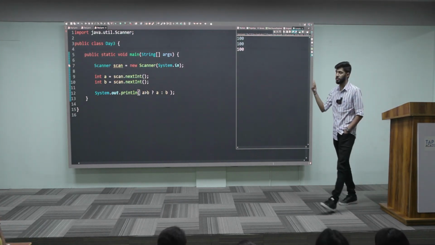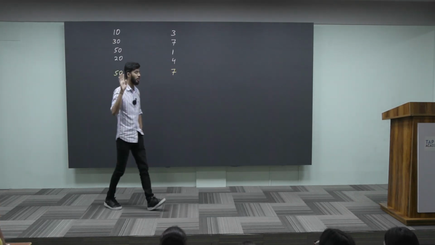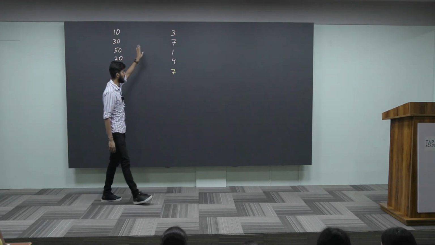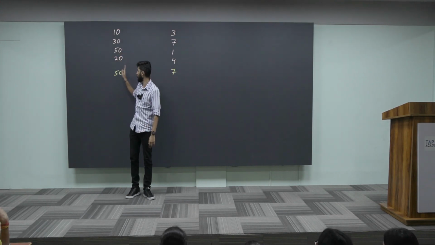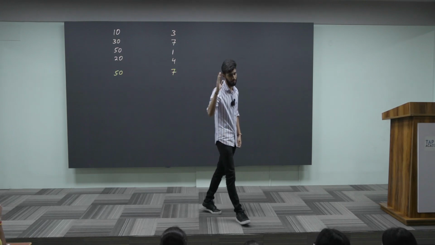So the next problem is this. You will be given 4 integer values. Whichever is the maximum in the 4 integer values, you need to print that. You can see among this 7 is the maximum value, you print 7. Among this 50 is the maximum value, so you should print 50. So how many inputs in this? Please write the code.